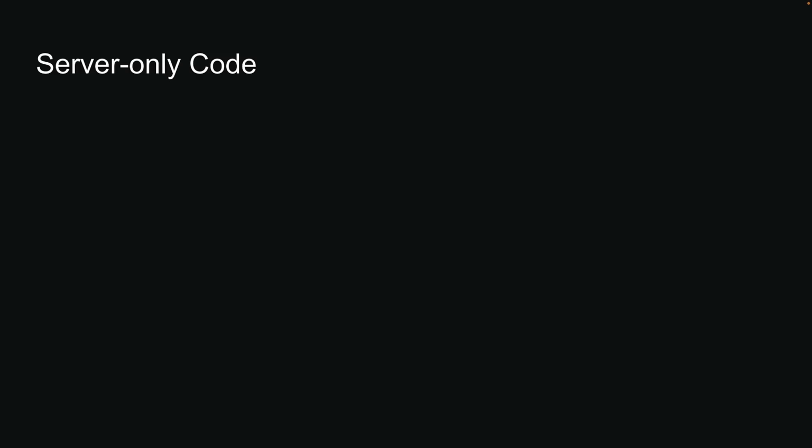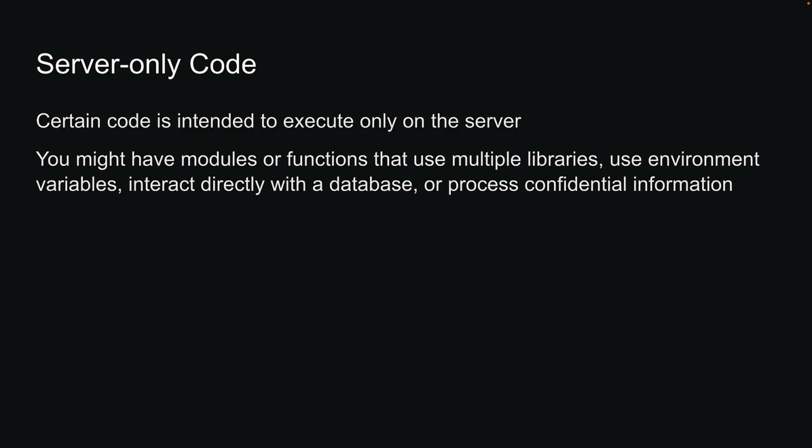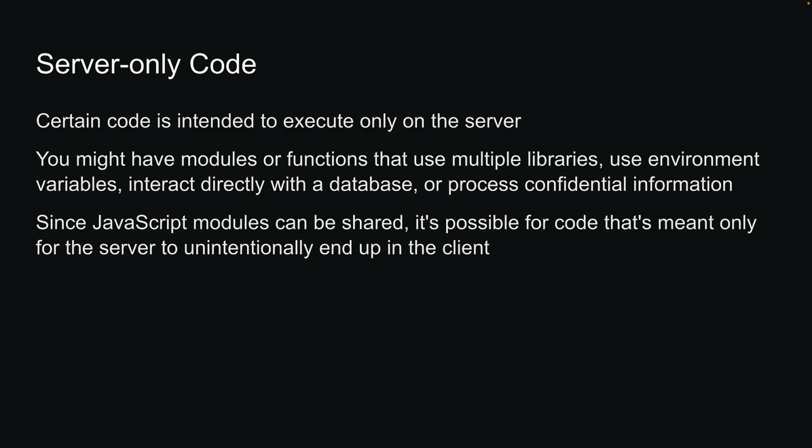For our first server component pattern, let's talk about the separation of server-only code. When building Next.js applications, certain code is intended to execute only on the server. For instance, you might have modules or functions that use multiple libraries, use environment variables, interact directly with the database, or process confidential information. Since JavaScript modules can be shared between both server and client components, it's possible for code that's meant only for the server to unintentionally end up in the client.